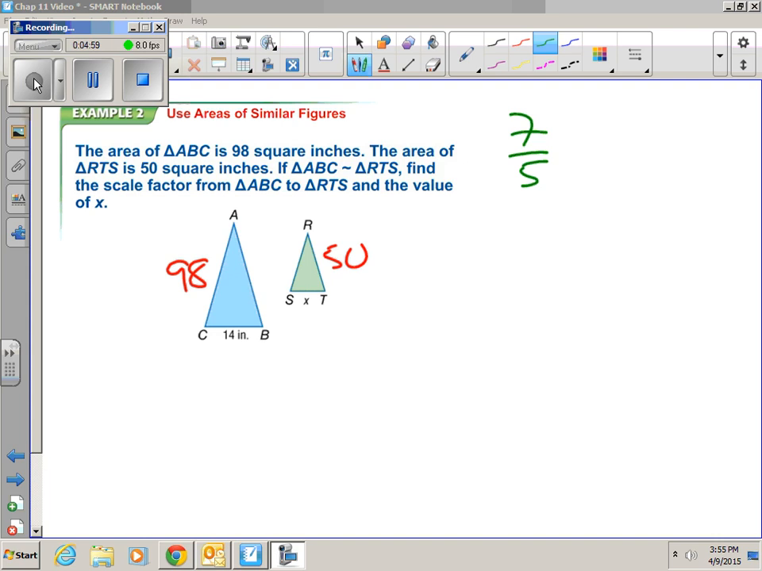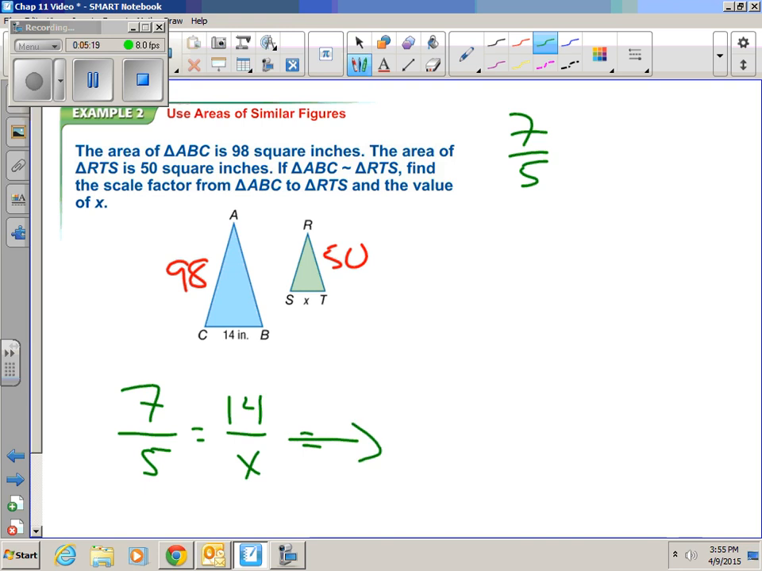All right, let's continue now and solve for x. The side lengths of the left triangle 7 is to the right triangle 5. So therefore 14 is to x as 7 is to 5. We can simply cross multiply, or we can just take a little look here, boys and girls. 7 is to 5 as 14 is to 10. Very good. And if you don't believe me, we can cross multiply. We get 7x is equal to 14 times 5, which is 70. X is equal to 10.